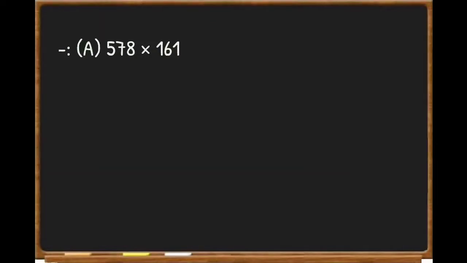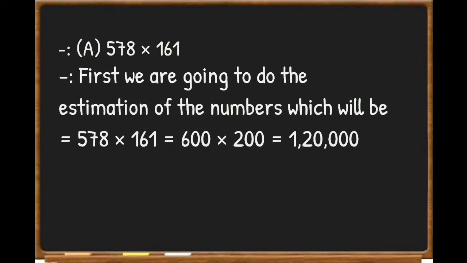So the first part of our question is 578 into 161. First we are going to do the estimation of the numbers. What do we mean by estimation? We are going to round off the number. So we are going to compare the tens place and the units place with 50. When we compare 578, meaning 78 of this number, we will get that 78 is greater, so we will succeed the number, which will be equal to 600.